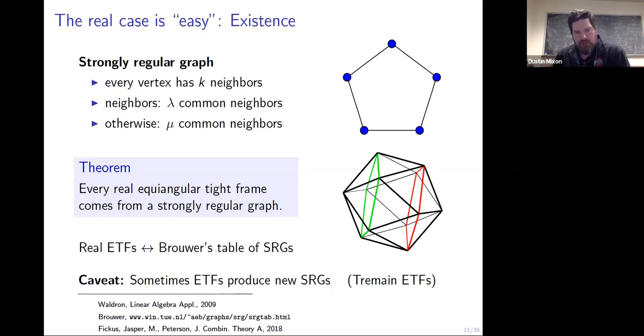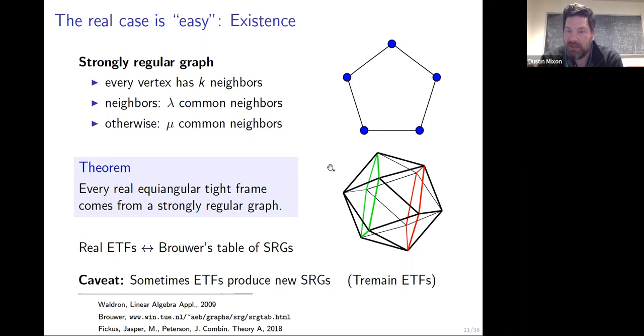If two vertices are adjacent, they have lambda neighbors in common. And if they're not adjacent, they have mu neighbors in common. So in the case of the 5 cycle, each vertex has 2 neighbors, so k equals 2. If you're adjacent, you don't have any neighbors in common, so lambda equals 0. And if you're not adjacent, you have 1 common neighbor, so mu equals 1. So it turns out that every real equiangular tight frame comes from a strongly regular graph.